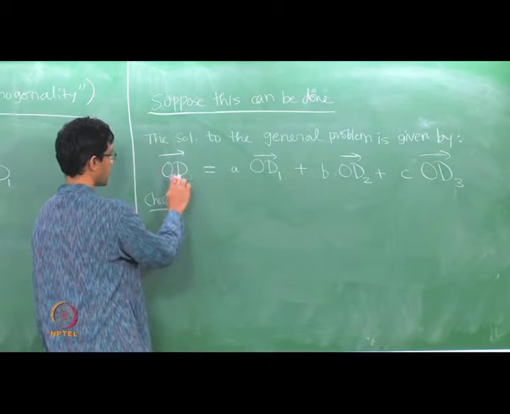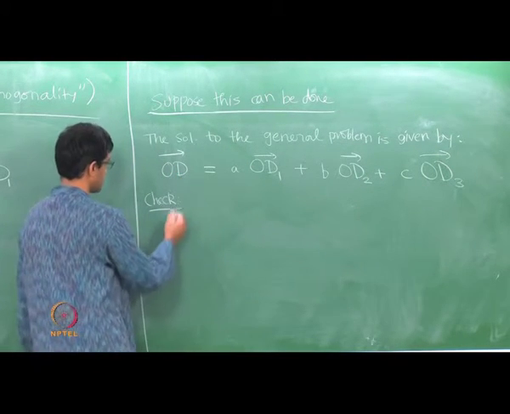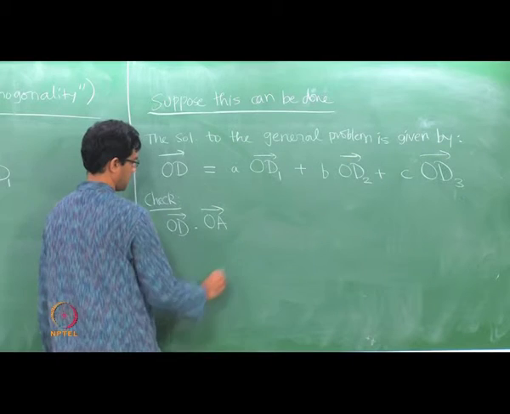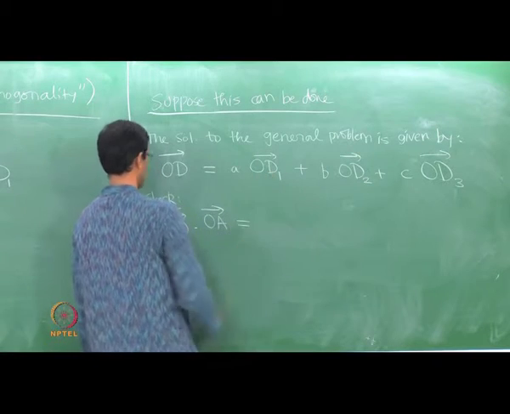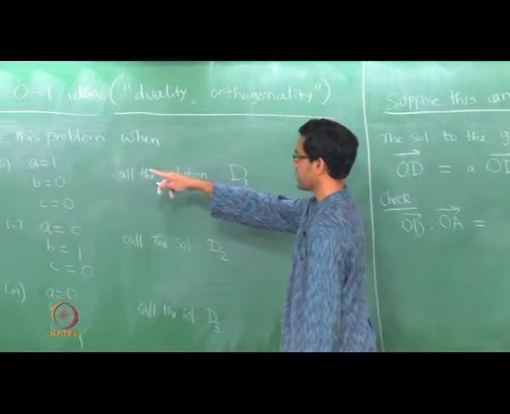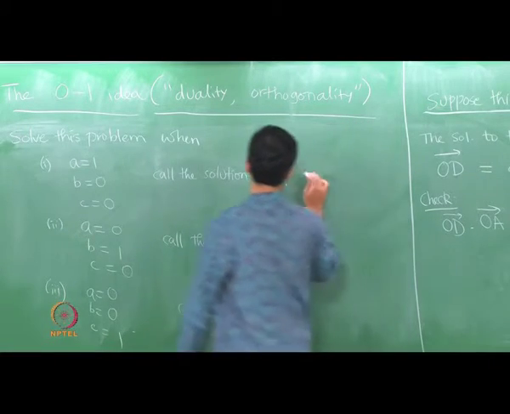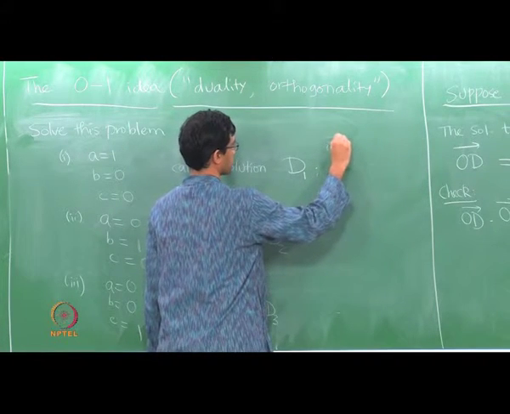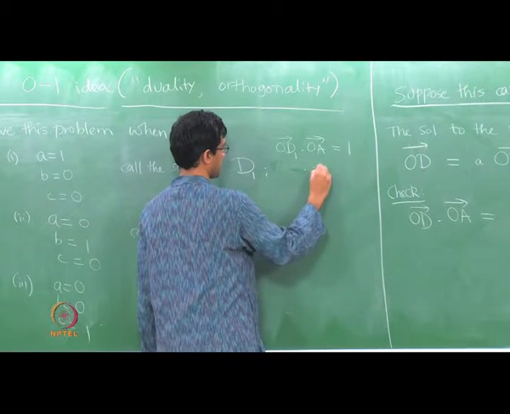So, what do we need this point D to satisfy? It needs to have prescribed dot products with OA, OB and OC. So, let us compute what is OD dot product with OA. Let us see whether this answer is exactly A. So, observe what is the property of D1. Okay. So, D1 I said is a solution to the problem when A equals 1, B equals 0, C equals 0. Okay. So, what does this mean? By saying that the solution is D1, it means that D1 has the following property: the position vector OD1 has dot product 1 with OA and 0 with the other two fellows.